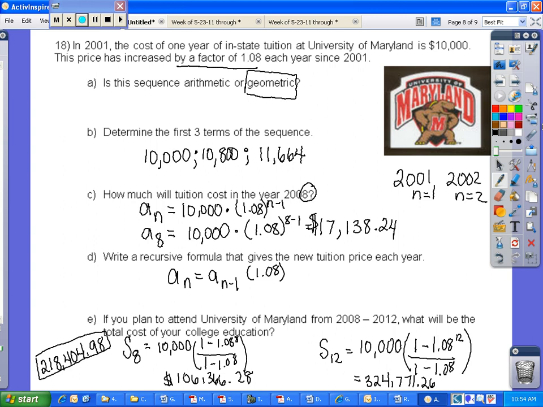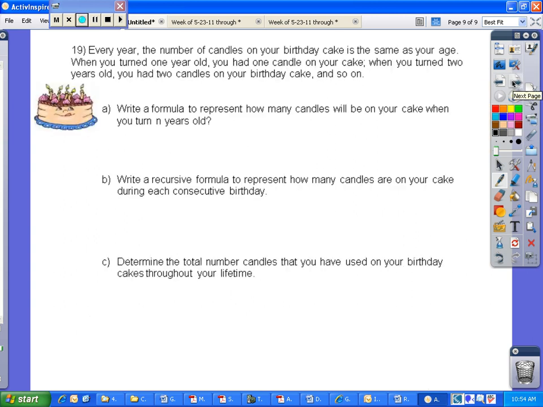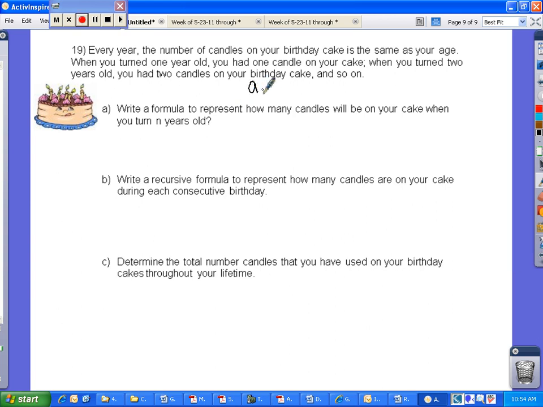All right. Last problem. This one's pretty easy. In this case, you're just adding 1 each time, so this is definitely an arithmetic sequence, so your common difference is 1, and your first cake is 1. Your first candle, you get 1. So a sub n equals the first number plus n minus 1 times 1.